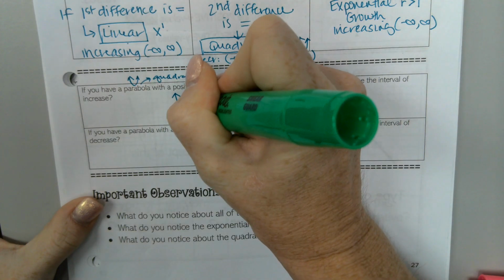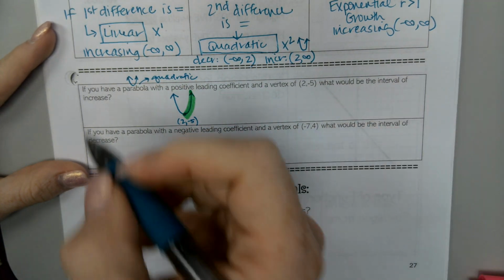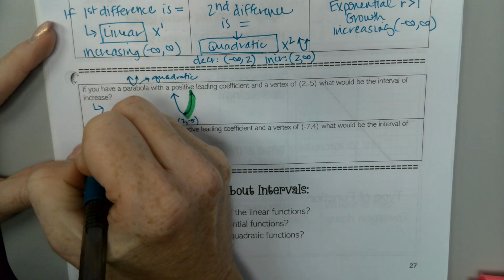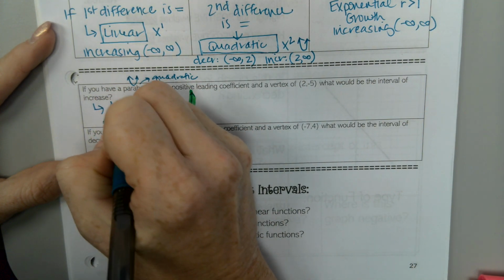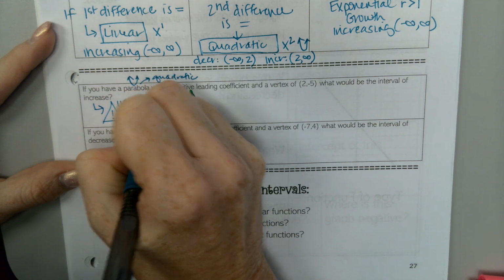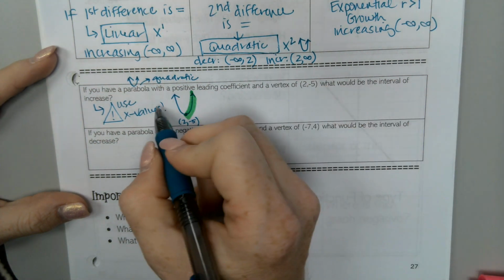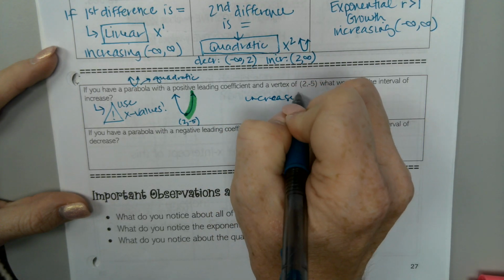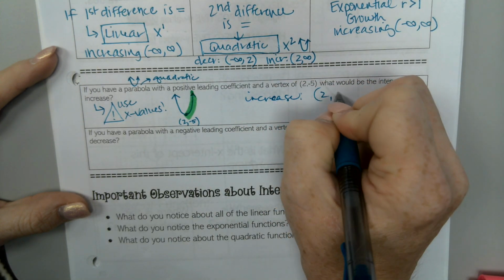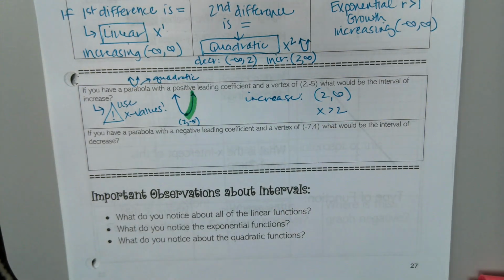The right side. Okay. Now, if I am writing an interval of increase, we use our x values, okay? I'm going to put a caution sign here, and I'm going to say, use x values, okay? My x value is 2. So my interval of increase, 2 to infinity. Or you could say where x is greater than 2. Either way is fine.